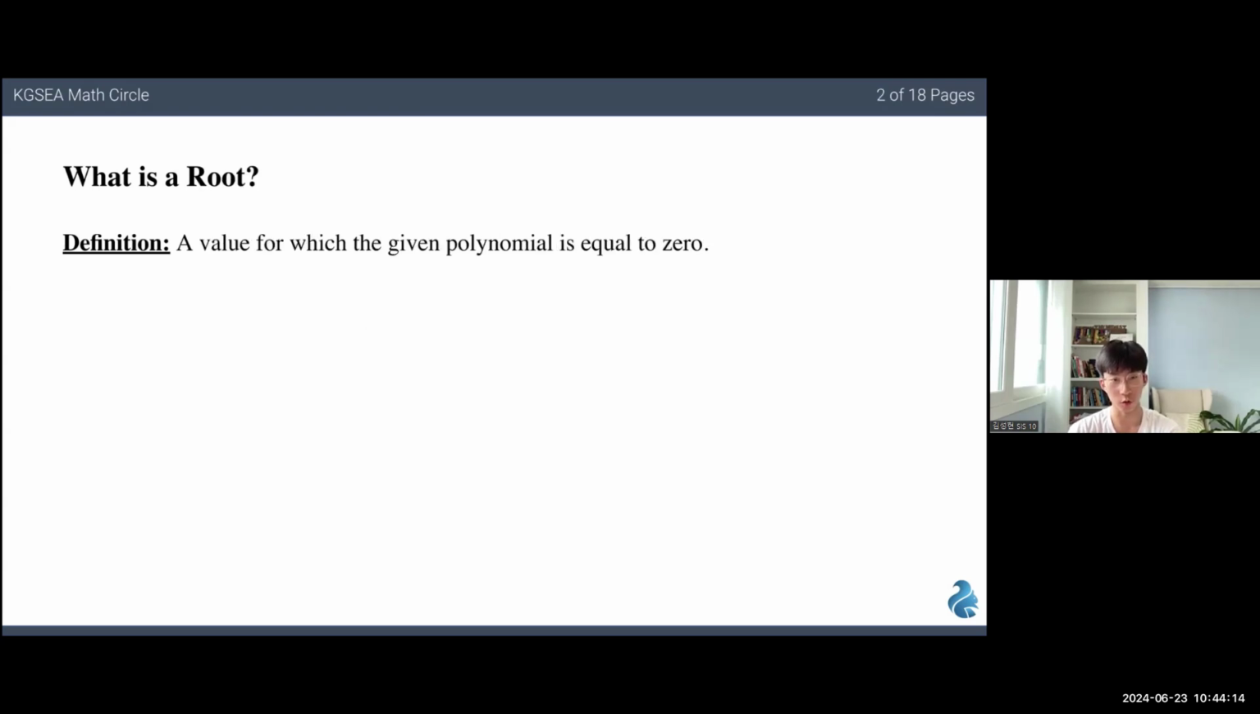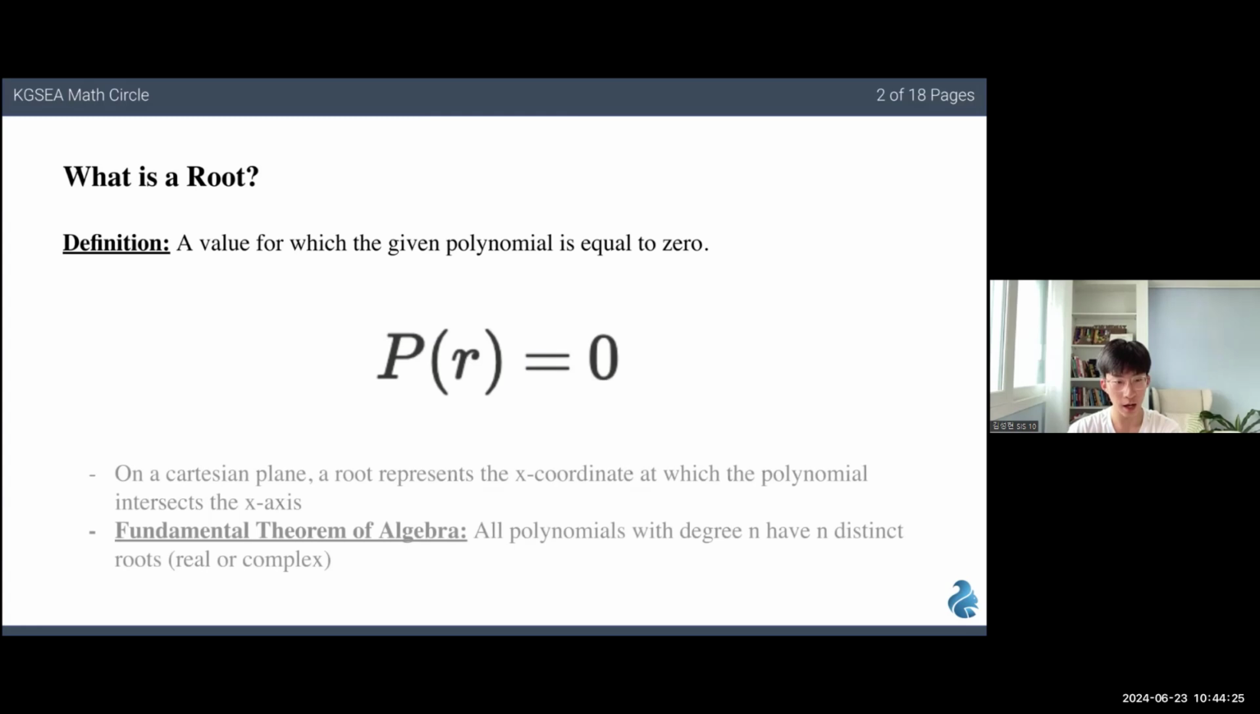So let's also go over what a root of a polynomial is. Simply put, it's a value for which the given polynomial is equal to 0. So we can say this as P of r is equal to 0, where r is the root. And on a Cartesian plane or xy plane, the root represents the x-coordinate at which the polynomial intersects the x-axis. And also, one interesting property of roots is that, according to the fundamental theorem of algebra, all polynomials with degree n have n roots, distinct or non-distinct, which can be real or complex.